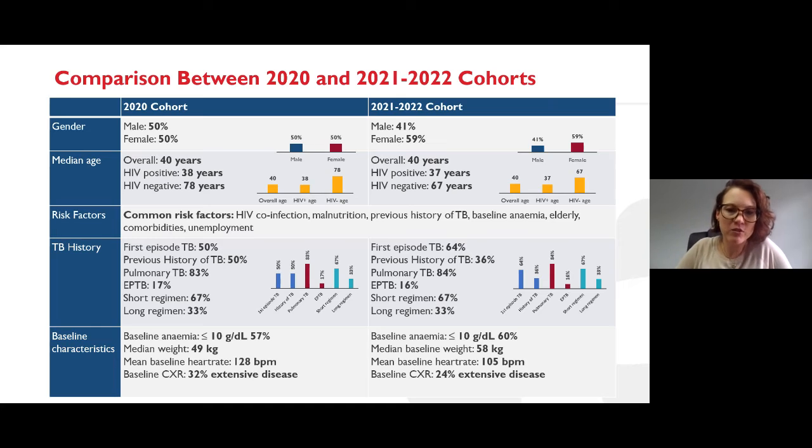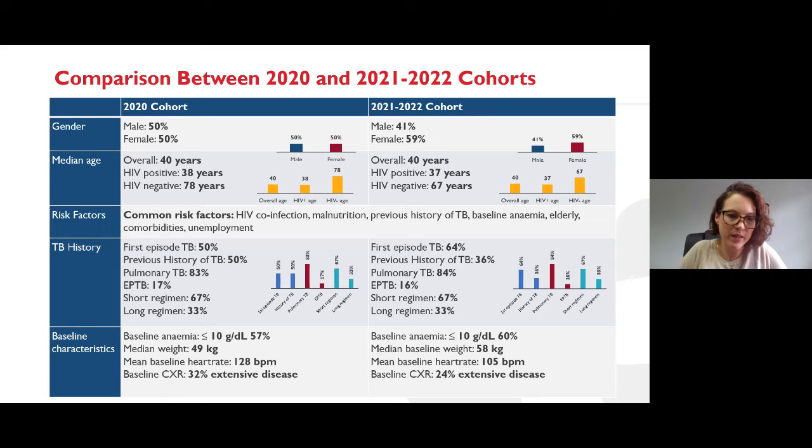Then looking at TB history, we found 50% had a previous history of TB in the first cohort from 2020, and this had dropped a bit to 36% in the second cohort. But otherwise, very similar TB history. Pulmonary TB was 83% in the first cohort and 84% in the follow-up cohort. And again, two-thirds were on the short regimen and one-third on the long regimen. So a lot of similarities in that section between the two cohorts.